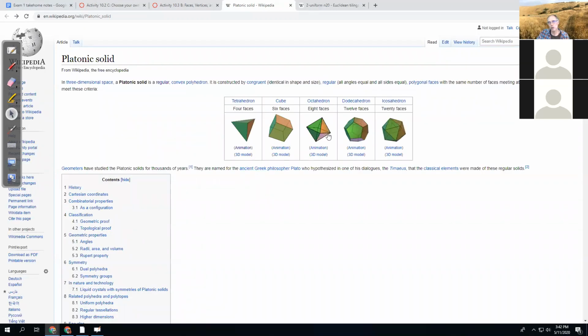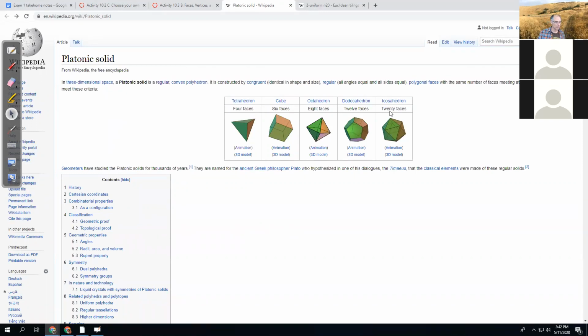There are only 1, 2, 3, 4, 5 regular 3D polyhedra. Okay, so it's kind of weird. In 2 dimensions, there's infinitely many. You pick the number of sides, we'll make you a regular polygon. In 3 dimensions, there is a 4-faced one, a 6-faced one, an 8-faced one, a 12-faced one, and a 20-faced one. There is not a 10-faced one. There is not a 16-faced one. There is not a 5-faced one.